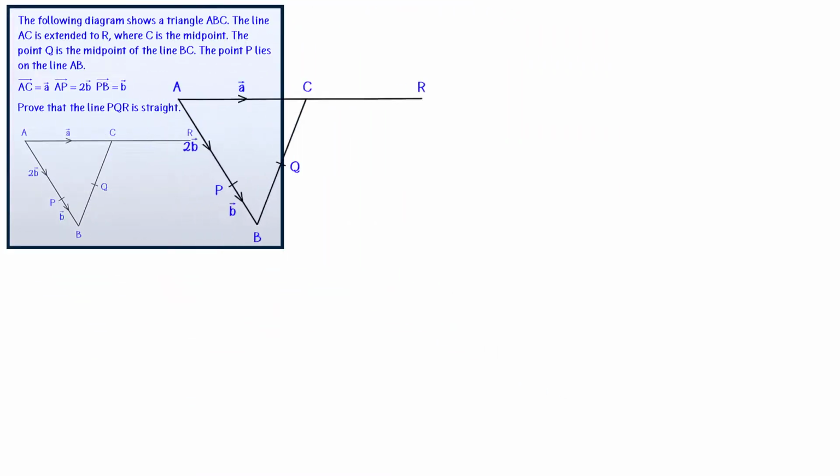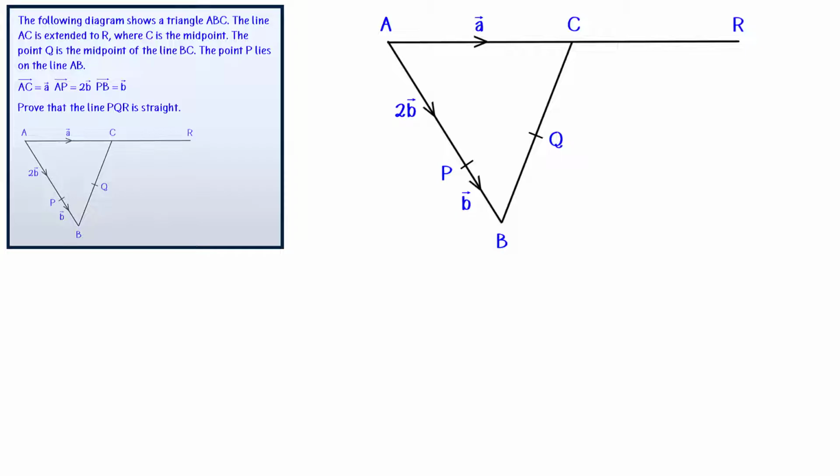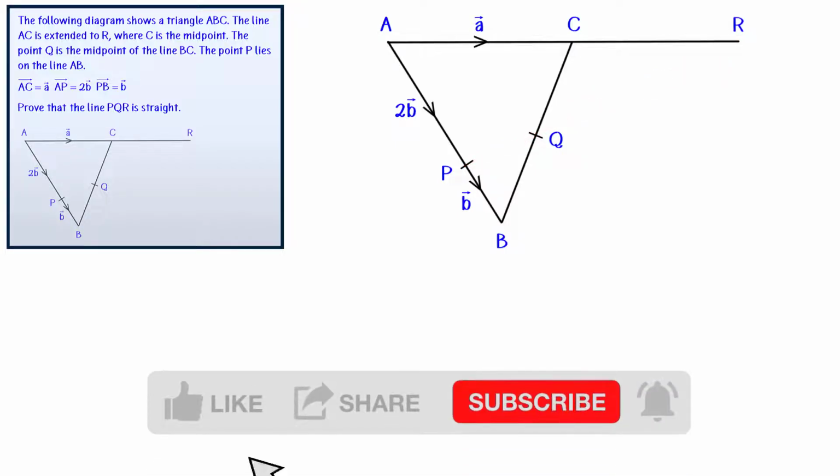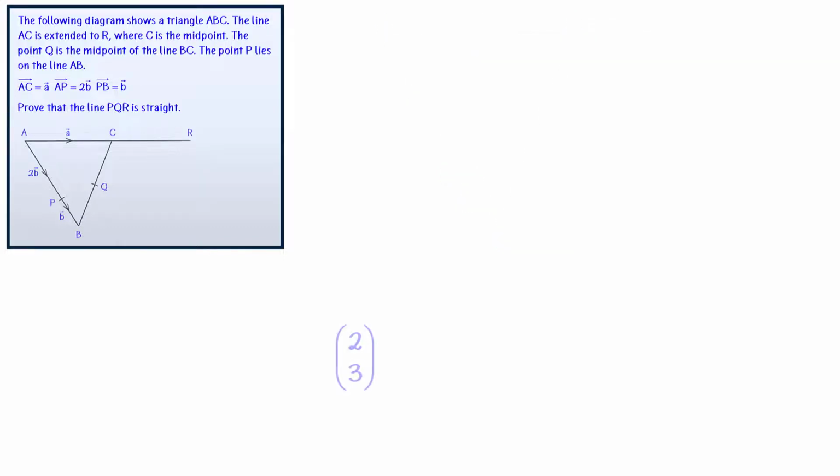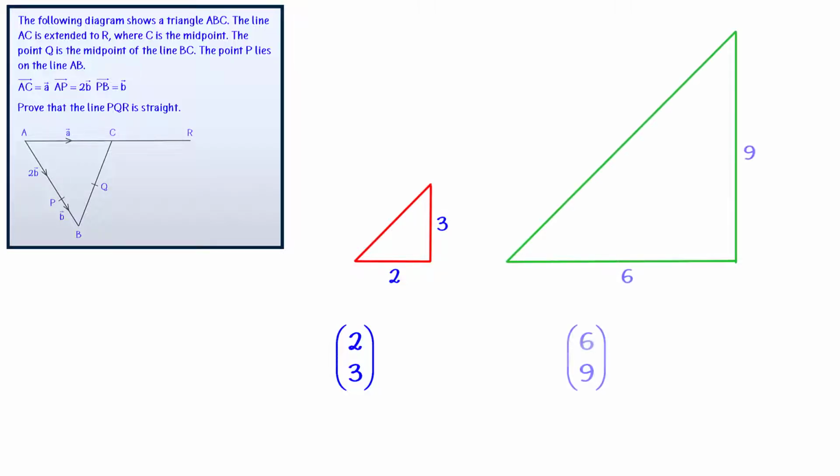Well, in order to prove that PQR is straight, we have to show that the vector PR is a scalar multiple of the vector PQ. This is because vectors are parallel, or have the same direction, if both their x and y components are scaled by the same factor. For example, the vector (2, 3) goes along 2 in the x direction and up 3 in the y direction. If we multiply the x and y values by 3, we get the vector (6, 9). And as you can see, this is parallel to the vector (2, 3). So the vector (6, 9) is 3 times the vector (2, 3).